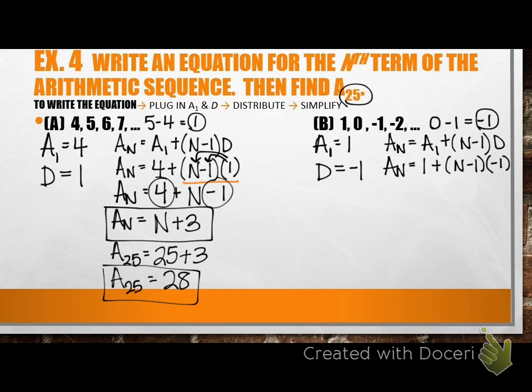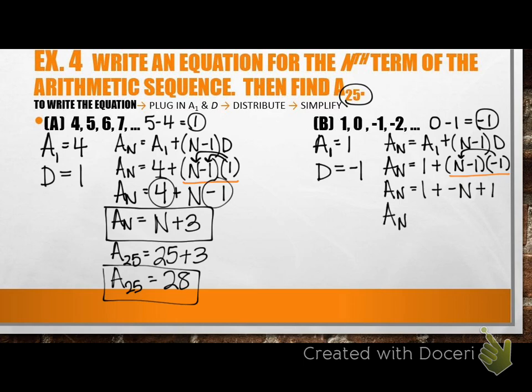All right? Caleb, what did you guys do next once you had plugged in your values? What did you distribute? All right, right here is where we have to do our distributing. So we bring down the a sub n equals 1 plus. And Caleb, what did you get when you distributed? Negative 1 times n is negative n. And you can put the negative 1, you can put 1 if you want, you don't have to. And then, of course, a negative 1 times a negative 1 is a positive 1.